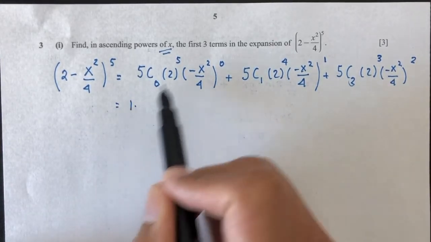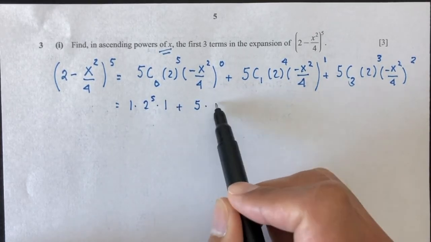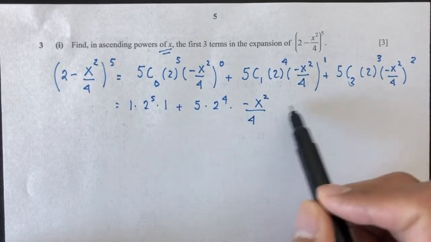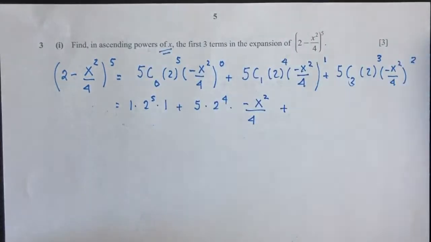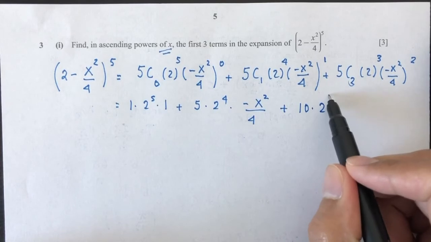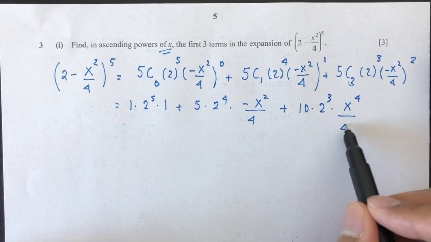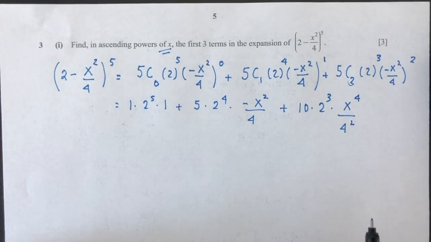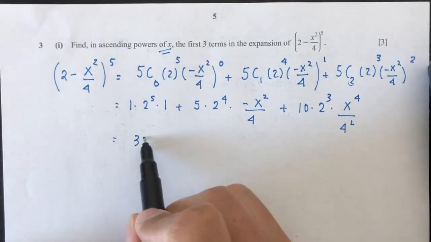This will be 1 times 2 power 5 times 1 plus 5 times 2 power 4 times minus x squared over 4 plus, what is 5 choose 2? So 5 choose 2, that will be 10. So 10, 2 cubed, and that will be x power 4 over 4 squared. Right. Now we can simplify those. What do we have now? So for the first one, 2 power 5, that will be 32. So 32 for the first one.